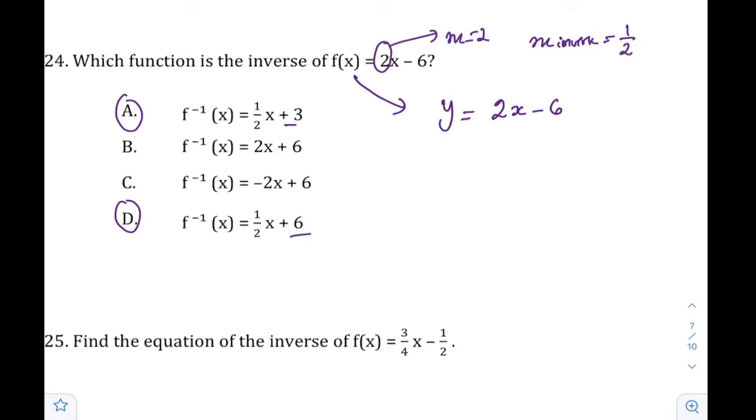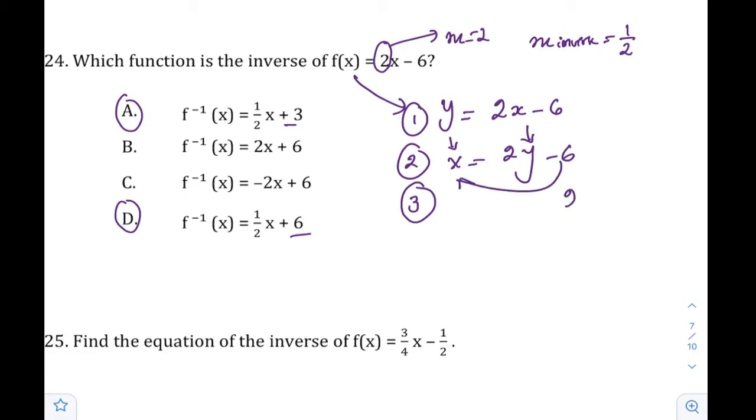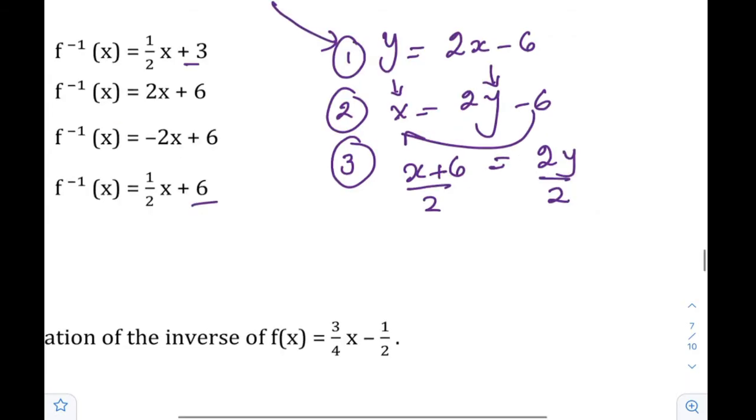Step 1, write y instead of f of x. Step 2, interchange. Every y becomes x and every x becomes y. Step 3, solve for y, so that y is alone. So what shall we do? I will move the 6 over, so 2y is equal to x plus 6. I will divide by 2 to leave y alone. So I have y equals x plus 6 over 2.